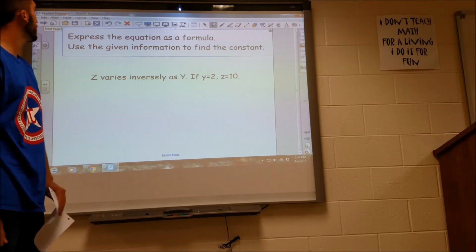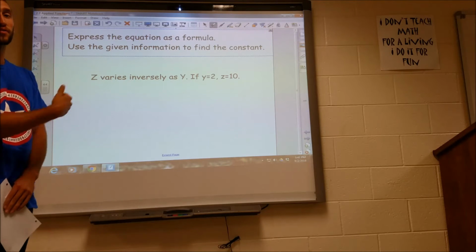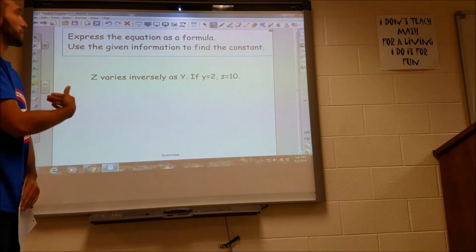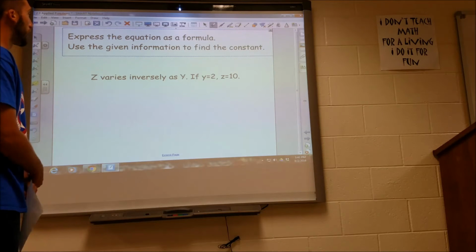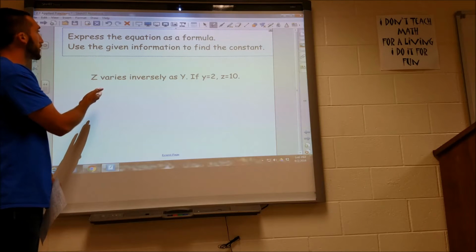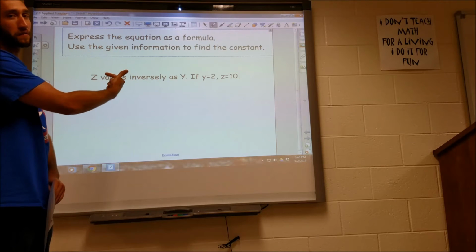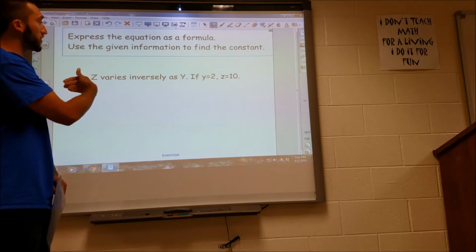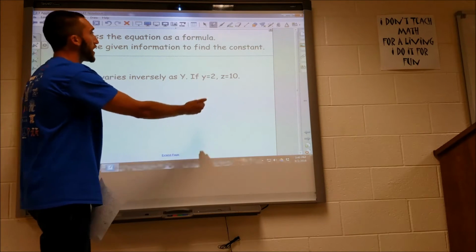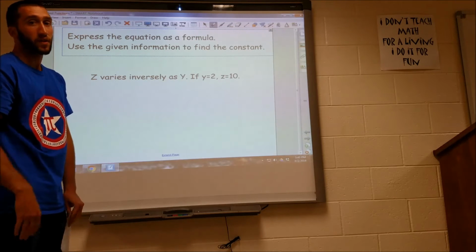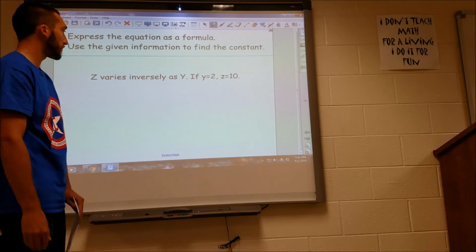The next question we have to answer is express the equation as a formula, so just like we did in the first example, but then we need to use the given information to find the constant k. So the expression they want us to write a formula for is z varies inversely as y, so different than the first one. The first one was directly. This one is saying inversely. And then if y equals 2, z equals 10, we need to find the constant k. So first let's come up with the formula, then we'll go through and solve for the constant k.